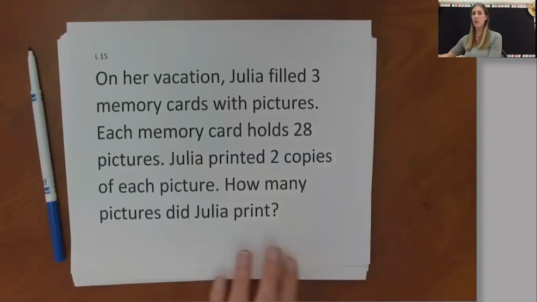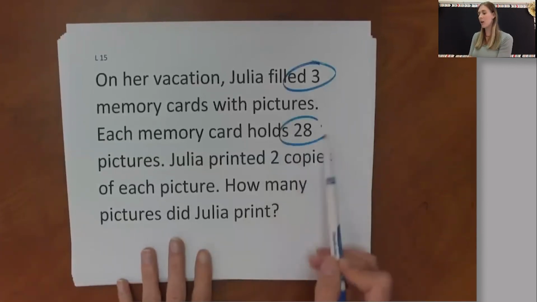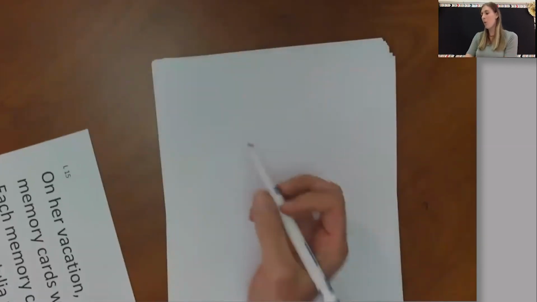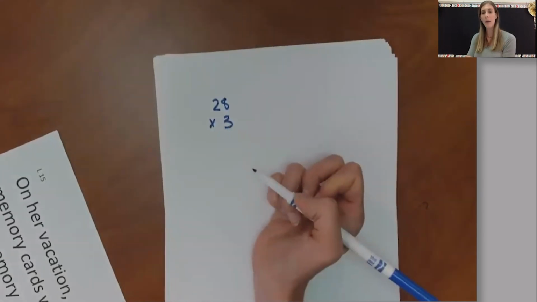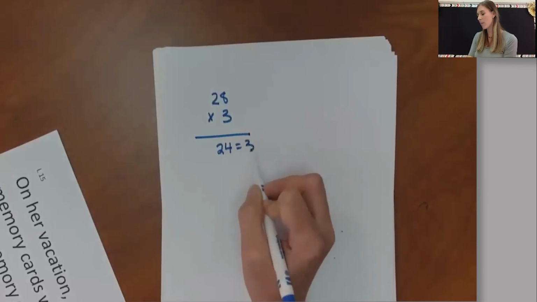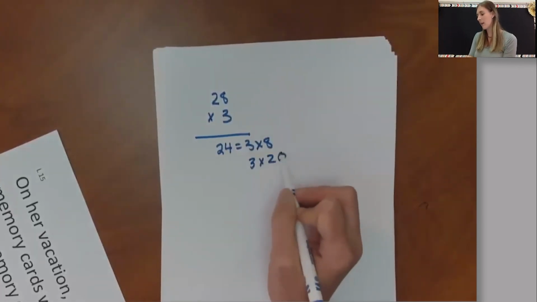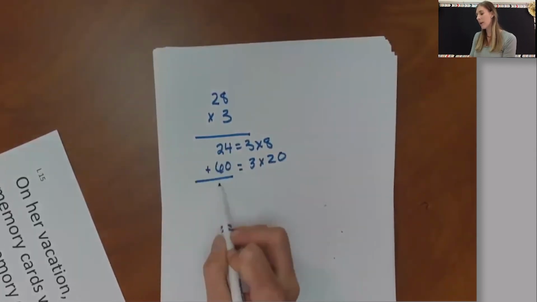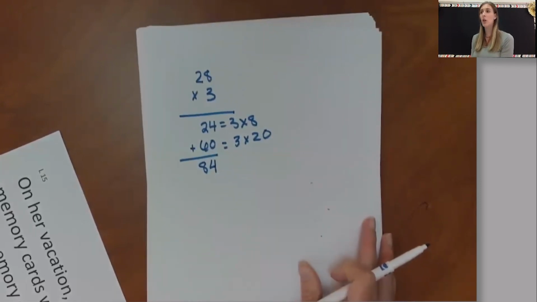Great job. Okay, let's check our work. So we know that she filled 3 memory cards and each memory card could hold 28 pictures. So we needed to start by doing 28 times 3 just to figure out how many pictures she actually took. We know 3 times 8 is 24 and 3 times 20 is 60. So altogether she took 84 pictures.